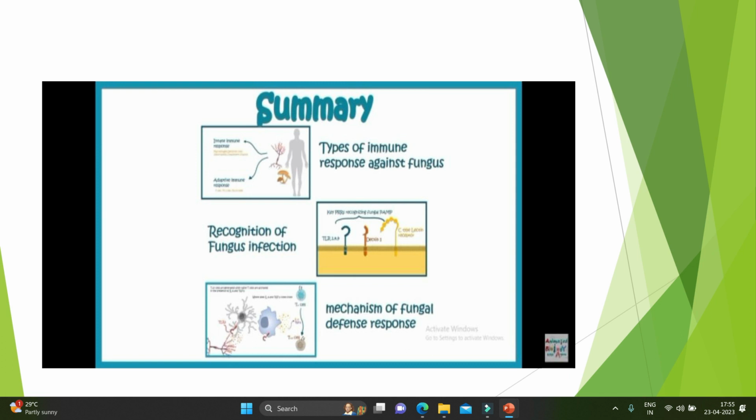In summary, we looked at the immune response against fungal infections: what the recognition methods of the body are for cells infected by fungi, and finally the mechanism of the fungal defense response, how the innate immune system and the adaptive immune system coordinate with each other to prevent the fungal infection that we have gone through in these slides.